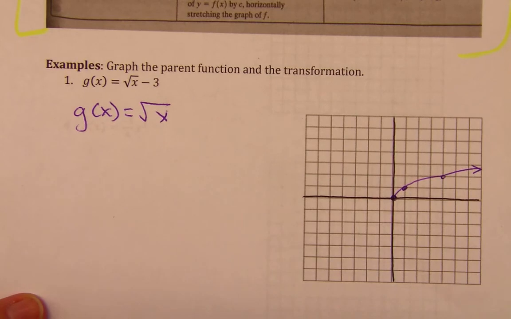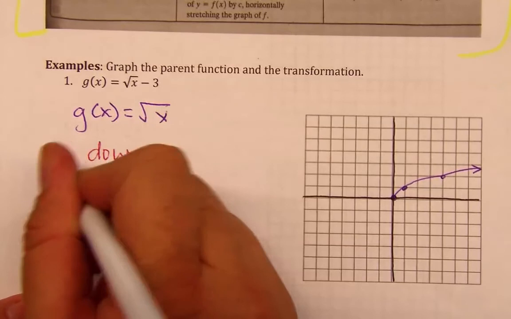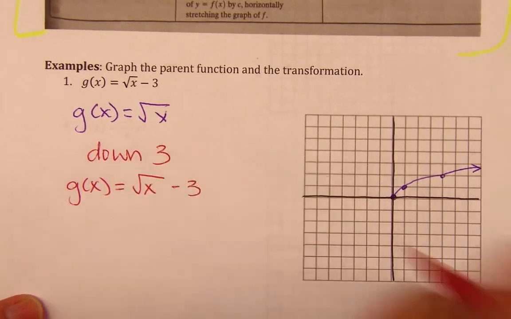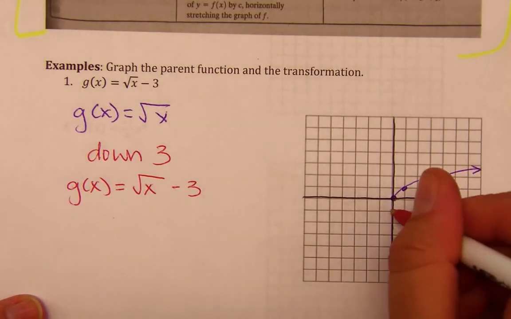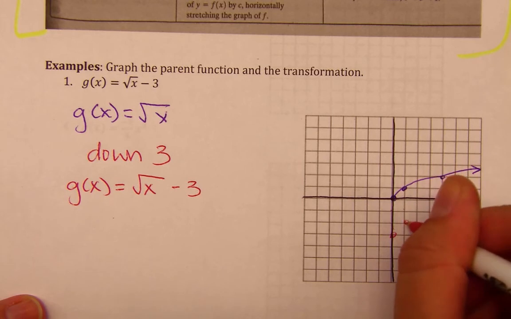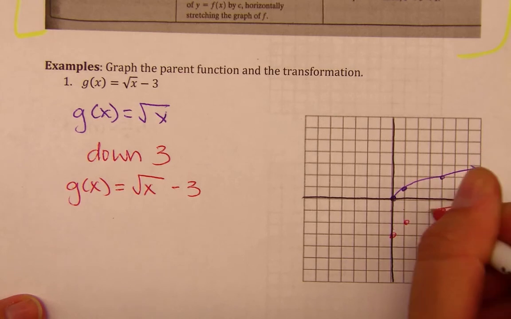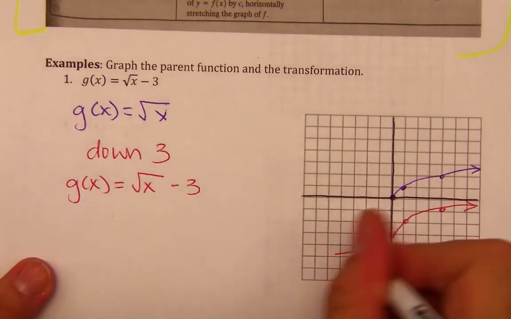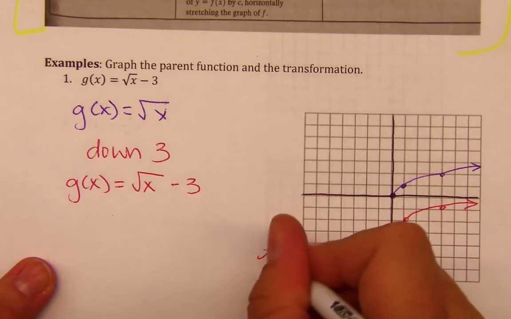And then when we shift the graph down 3, we have g of x is equal to the square root of x minus 3. And each one of these points is just going to move down 3 spots. So down 1, 2, 3, down 1, 2, 3, and down 1, 2, 3. And this is our new function. Okay. And this is our answer. You want to make sure you're clear as to which one is your answer here.